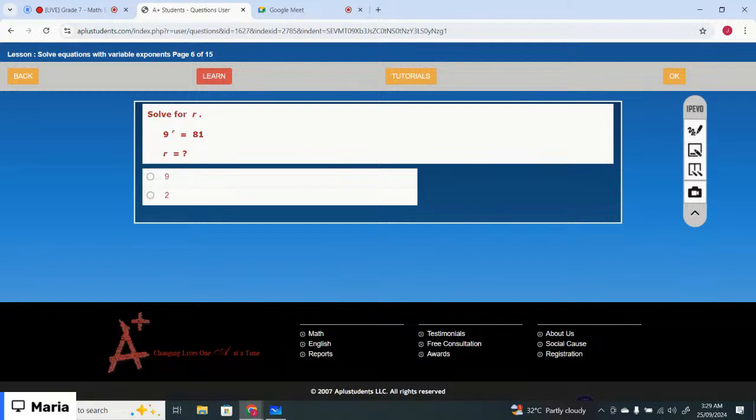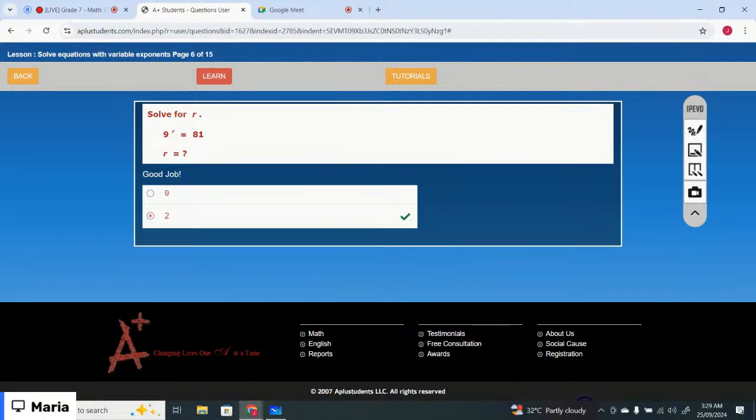Solve for R. 9 exponent R equals 81. So which is the correct option? The correct option is R equals 2. Option number 2 is the correct option.